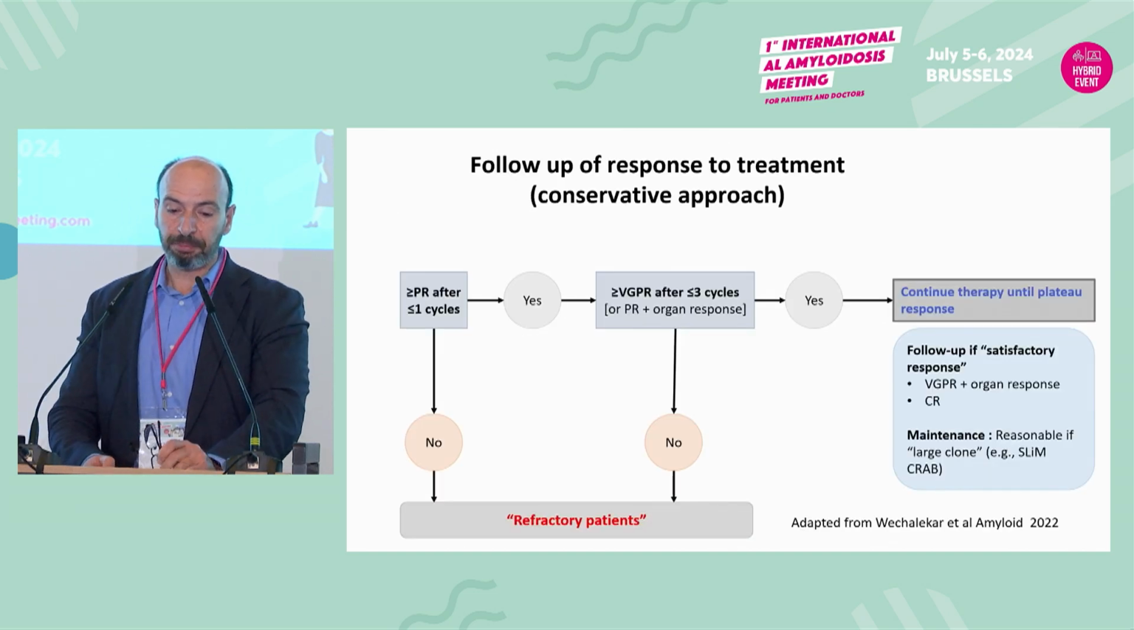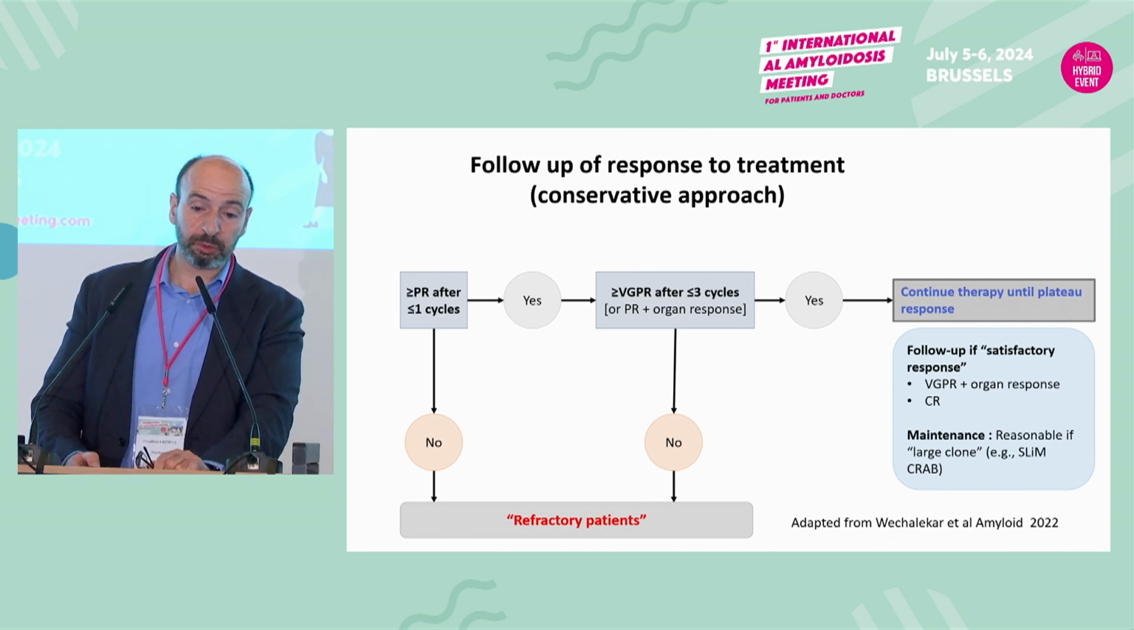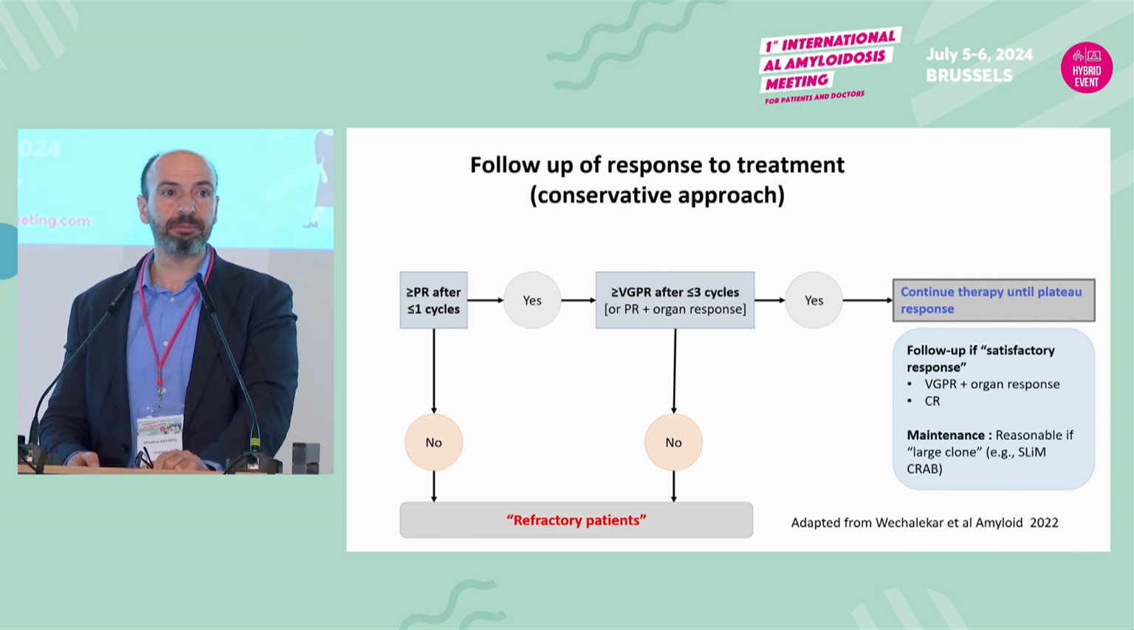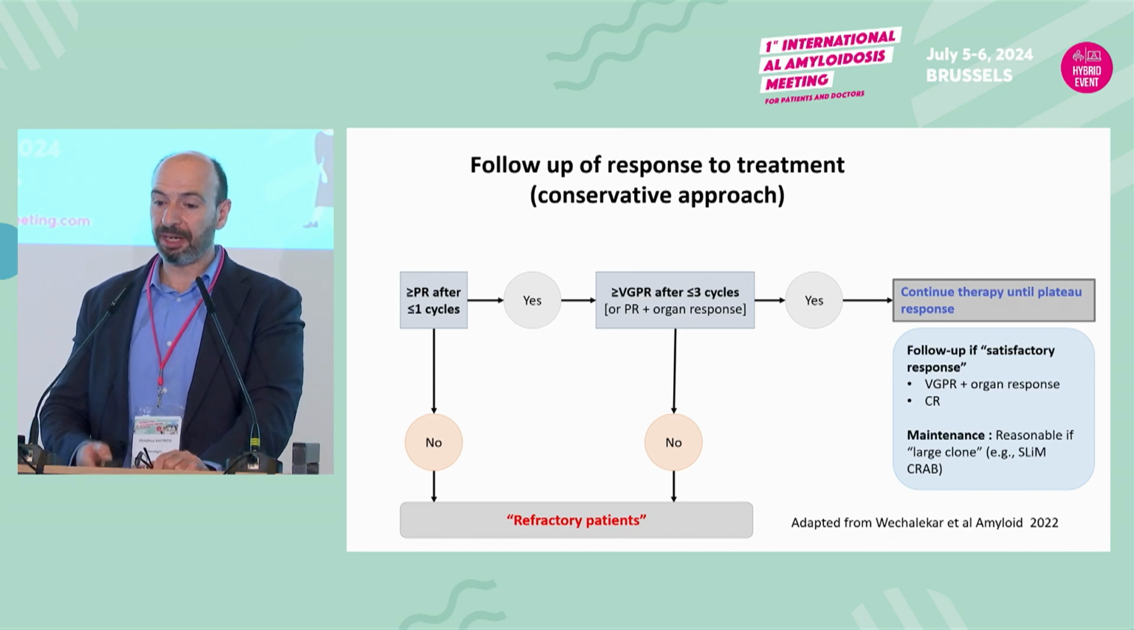So this is the approach that ISA is proposing. Patients who fail to achieve a VGPR after 3 months should be considered for perhaps a change in therapy, and I think Arnaud also emphasized this.